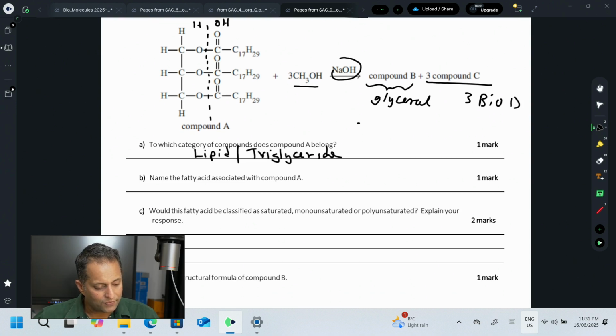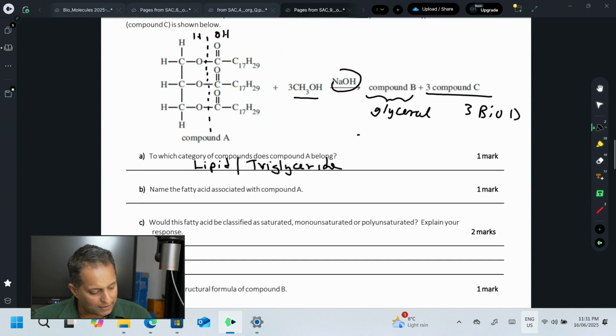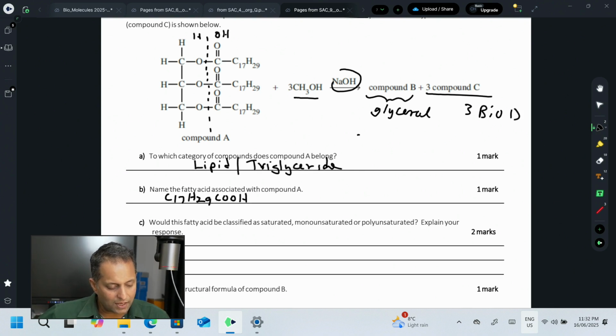What is the fatty acid? Let me show you how to get the fatty acid. It has to be C17H29COOH, right? So that's the fatty acid, and there are three of the same fatty acid here. So you are going to get three of the same biodiesel molecule. What I was trying to say is that you can have different fatty acid parts in the triglyceride. In this case, they're the same, but you can have different ones.